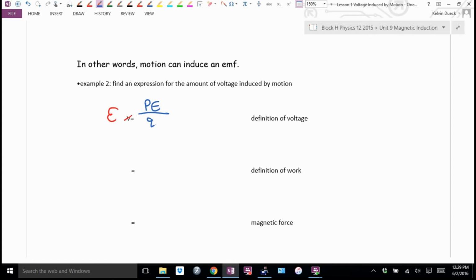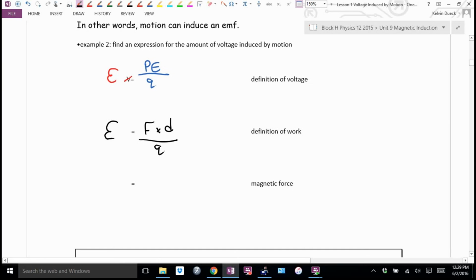Then I wrote definition of work. What is the definition of work? Work is what times what? Okay, so now we're going to write this as force times distance per charge. Which force? Magnetic force. That's what's moving the charges. So do me a favor, put a little B for magnetic force on the F. We have an equation for magnetic force on a charge. What's the equation for magnetic force on a charge that's moving?